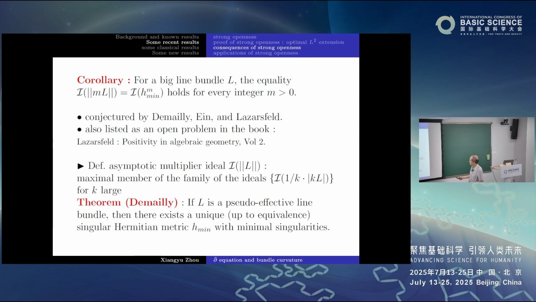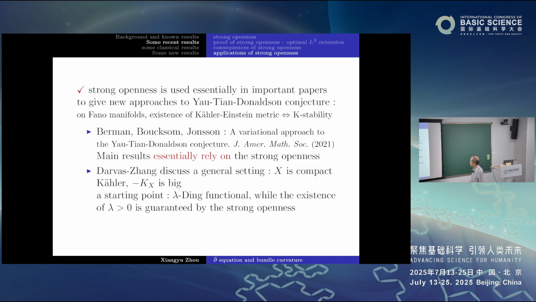So h_min. By strong openness we can get that these two multiplier ideal sheaves are equal. Strong openness was used recently in important papers to give new approaches to the Yau-Tian-Donaldson conjecture. For example, in Berman-Boucksom-Jonsson's paper, and also Darvas-Zhang also discuss a general setting.